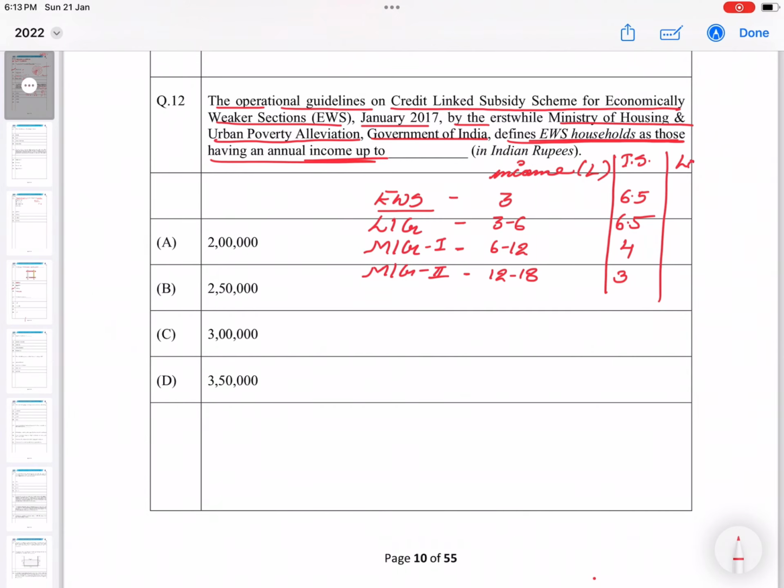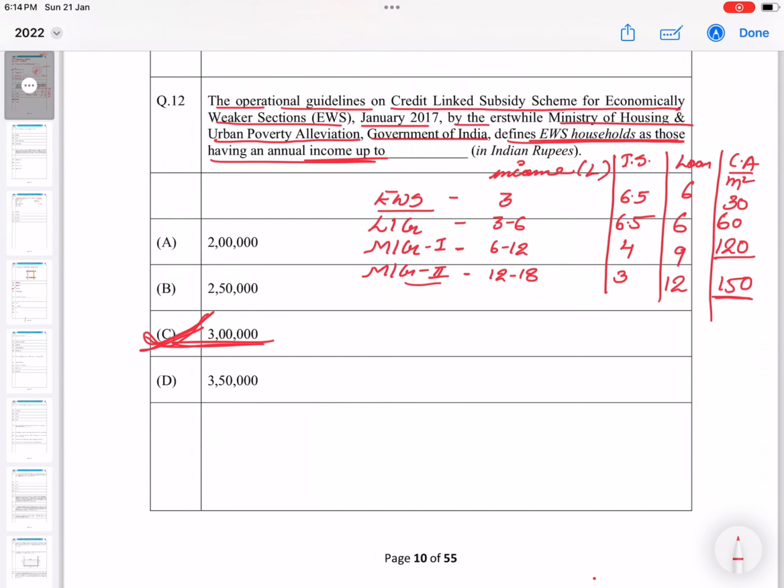And then we have carpet area and the loan that will be sanctioned. So if we talk about loan and carpet area, the loan sanctioned will be 6 lakhs for EWS and LIG groups. For MIG 1 we have 9, and for MIG 2 we have 12 lakhs. Coming on to the carpet area in square meters, for EWS we have 30, then we have 60, then MIG 1 is 120, and MIG 2 is 150, okay.